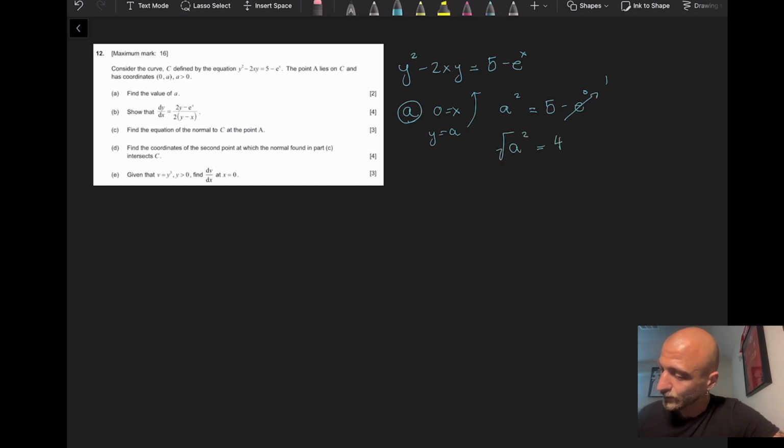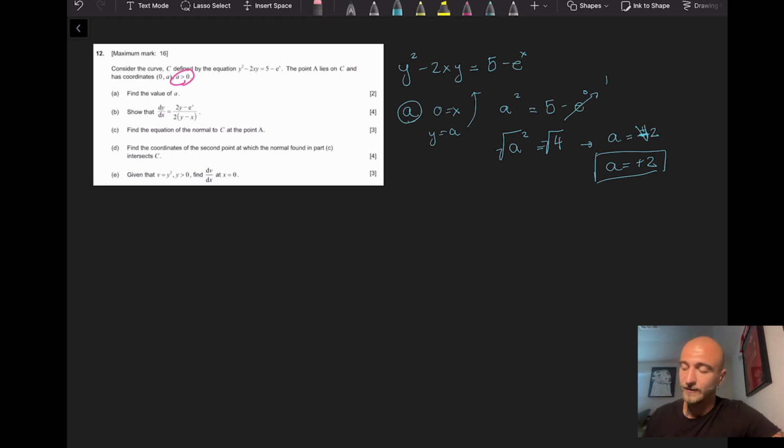If we take the square root of both of these sides, we can solve for a. a is equal to plus or minus 2. Notice, though, the question tells us that a can only take on positive values, so the negative value cannot stand. a is equal to only positive 2. There's a solution. First part, nice and easy, nothing crazy.